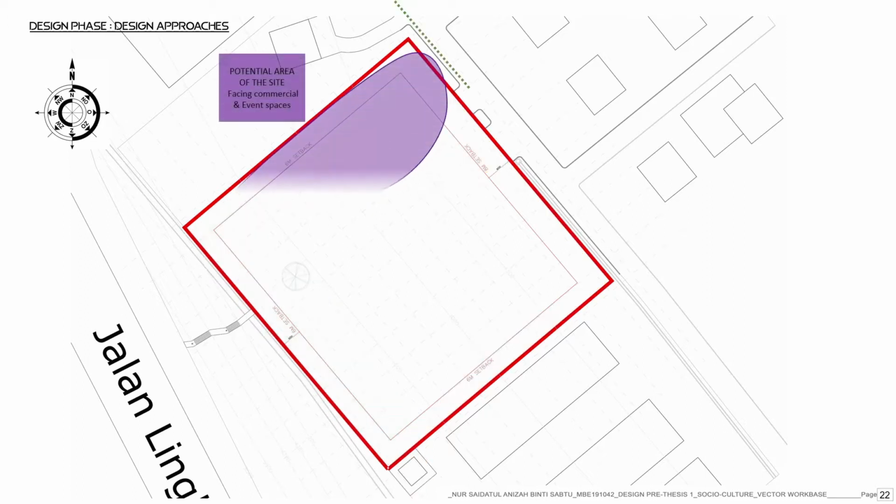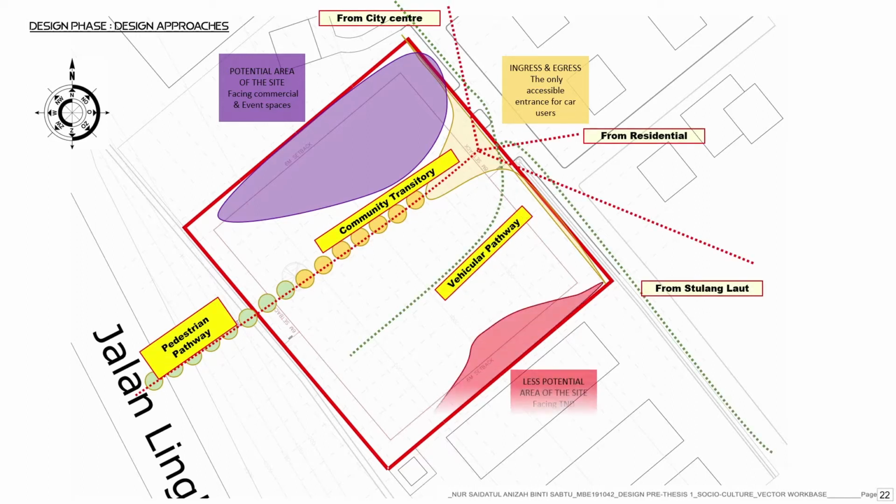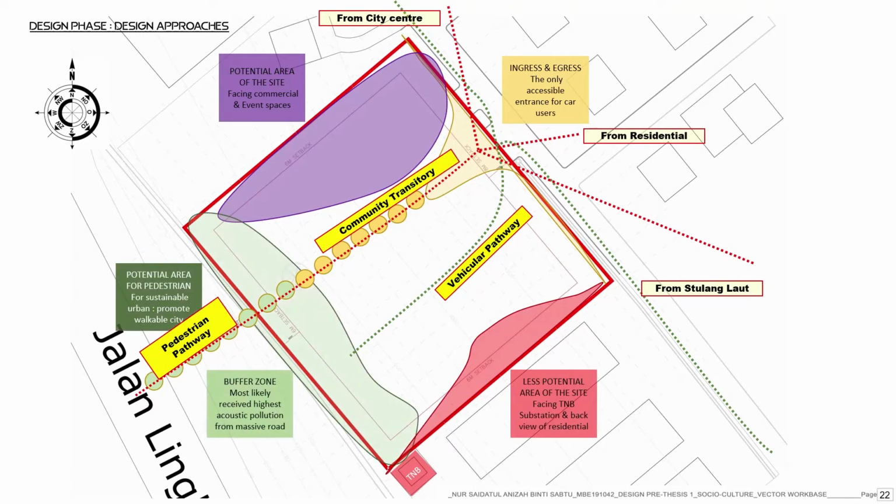The purple part carried huge potential of the site, since it is facing the commercial next to the site and event spaces occasionally held by the Johor HQ. The orange part is for ingress and egress, since it is the only accessible entrance for the site. The red part shows less potential area of the site, since it is facing the back view of the residential and the existing TNB substation. The green part is a hotspot, since this part shows the highest human transitory, a potential area to promote urban sustainability by providing a pedestrian pathway.